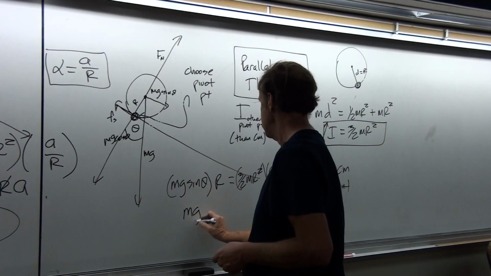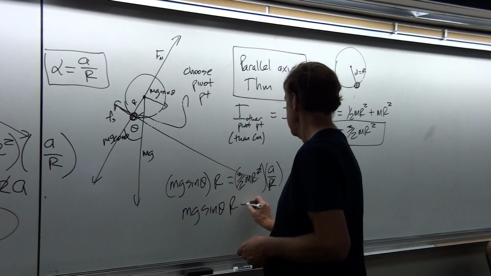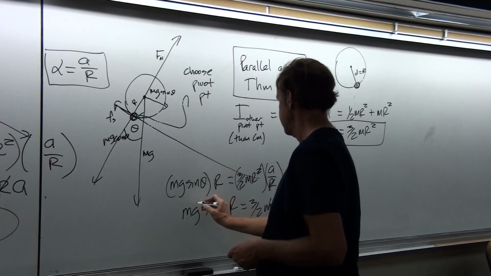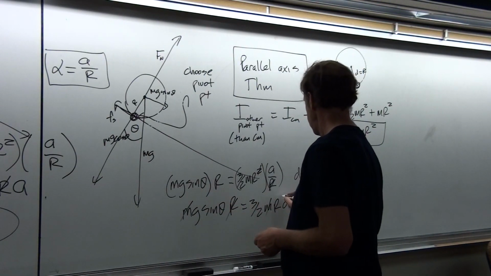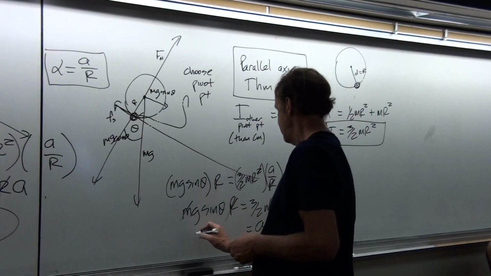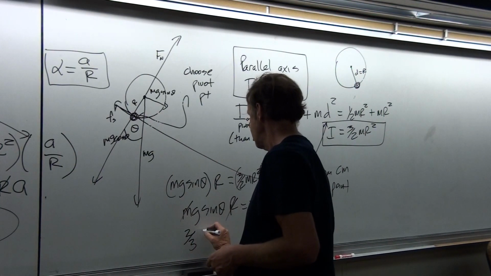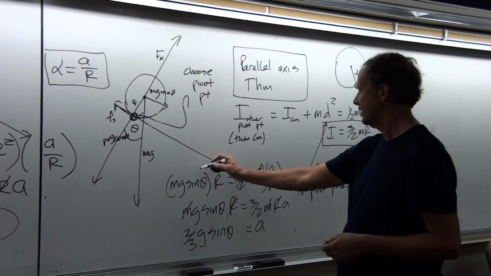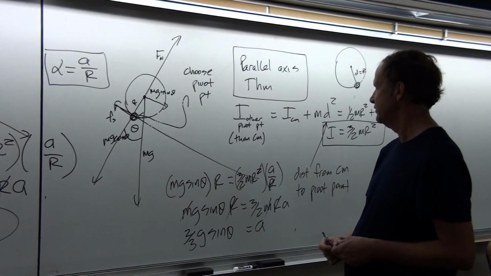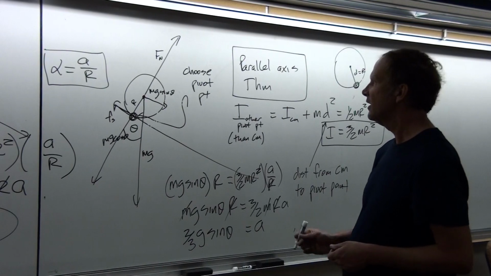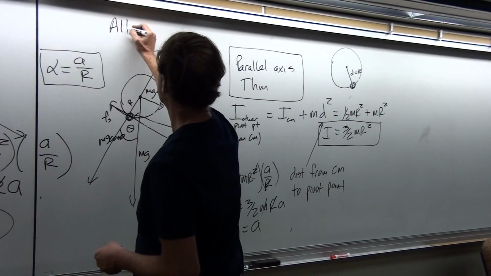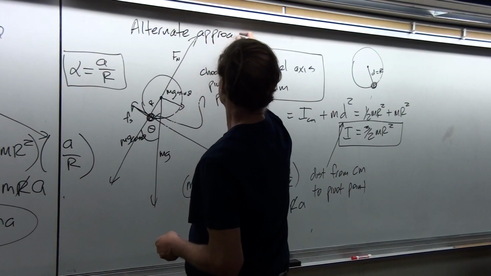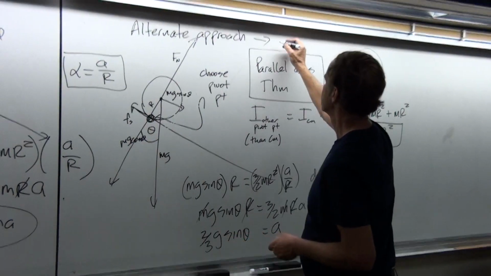So we get mg sine theta r equals 3/2 mRa. Cancel out the m's, cancel out the r's, and we get, which is kind of comforting, the same answer, 2/3 g sine theta that we got doing it the other way. So if this angle were 30 degrees, then this would again be equal to g over 3. So this is our alternative approach. And so this then involves changing the pivot point.